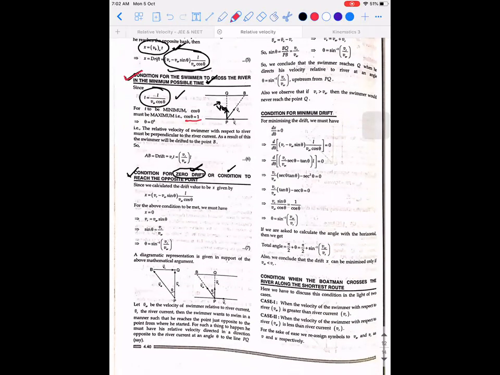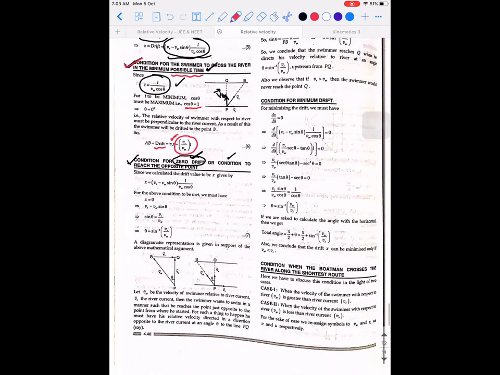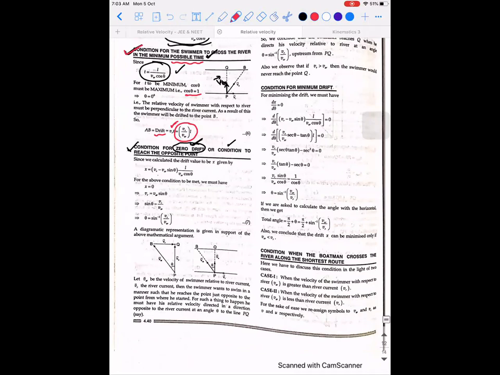So when the person is trying to cross the river in the minimum possible time, he will experience some drift. And the drift value is given by the expression VR into T, where T is the time taken by the person to cross the river, and VR is the velocity of the river. So when you apply, you will get this particular expression, right? Anyways, don't worry, you need not memorize any of the expressions. You need to understand the concept.